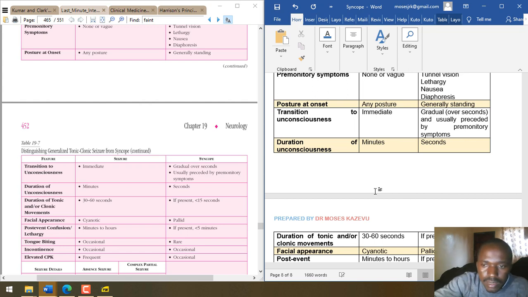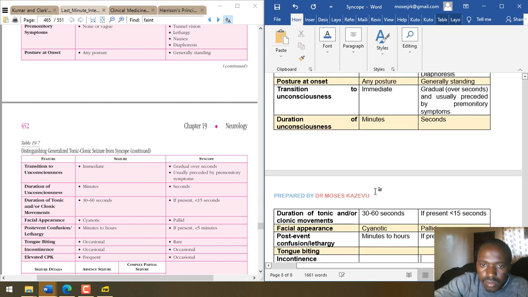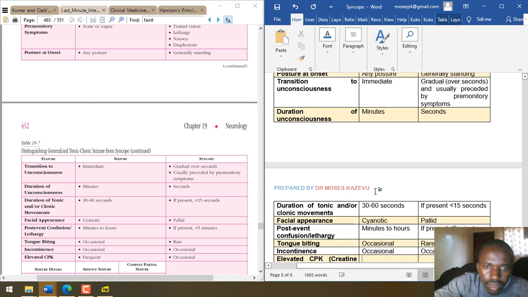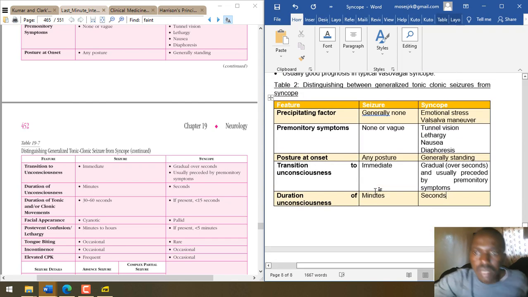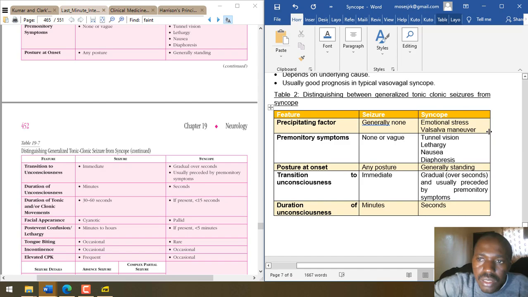So tongue biting here, occasional. You may bite the tongue, they are rare. Incontinence, rather, is also occasional in fainting. Elevated CPK, this is frequent here. Here it's occasional. So this is a good way actually to distinguish between your seizures and your syncope.